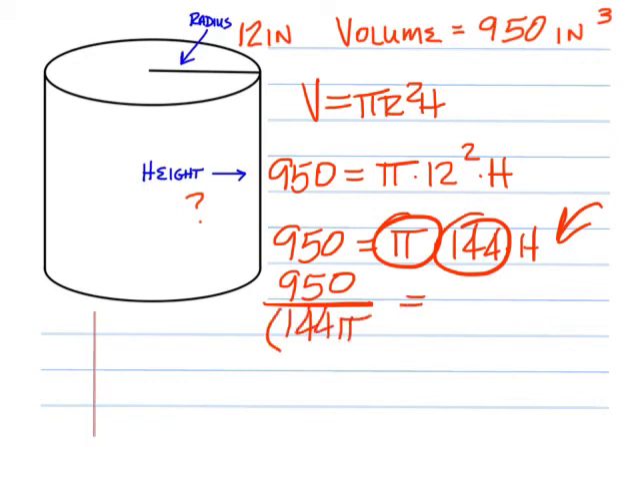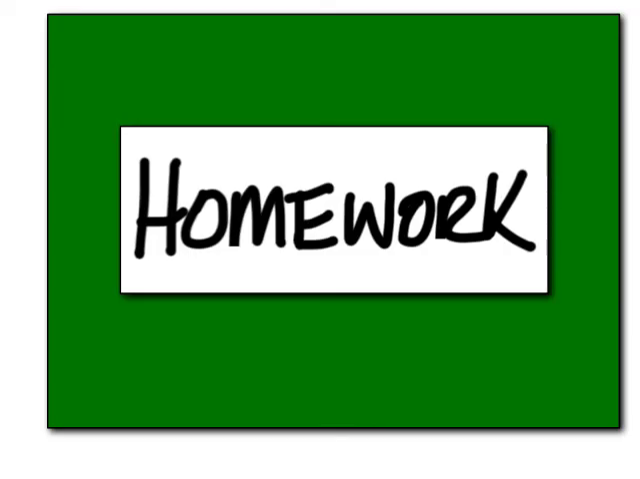So if you divide by 144 pi, don't forget to put the parentheses in the calculator. 950 divided by 144 pi should be 2.10 inches for the height.